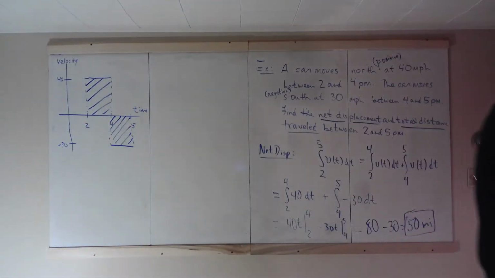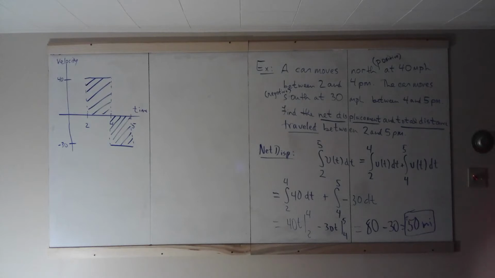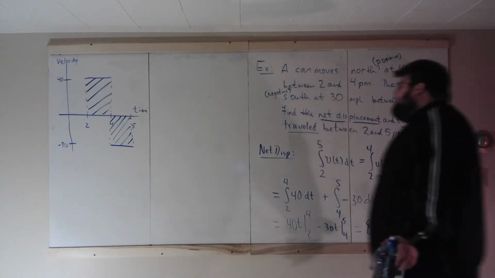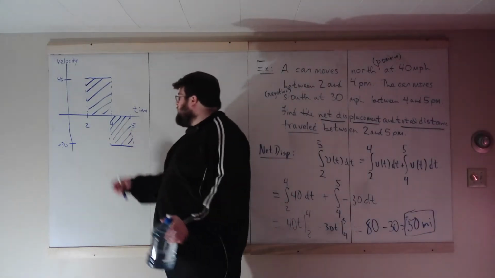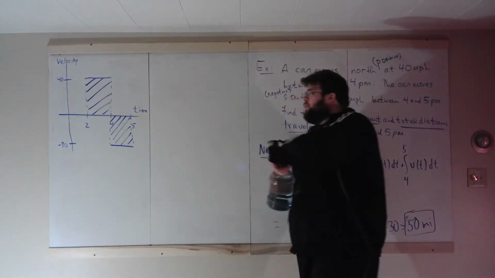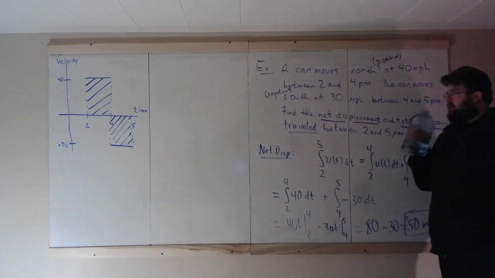But if we want to find the total distance traveled, well, how would we do that? We wouldn't treat this area down here as a negative. We would want to treat the area down there as a positive.